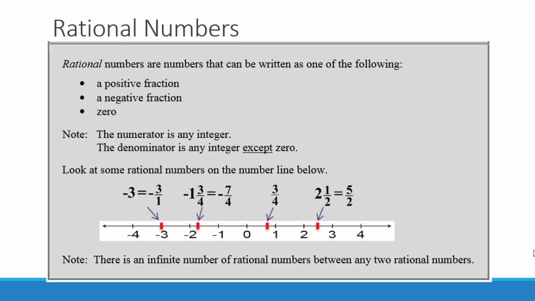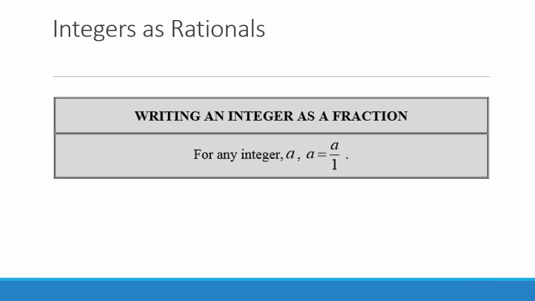There is an infinite number of rational numbers between any two rational numbers. These are just some examples of rational numbers. All of the integers are also rational numbers. We can write any integer as a fraction, and therefore it is a rational number, by putting a 1 in the denominator. So for any integer, you can write it as a fraction with a 1 in the denominator. Remember, the fraction bar means divided by. So a divided by 1 is equal to a.